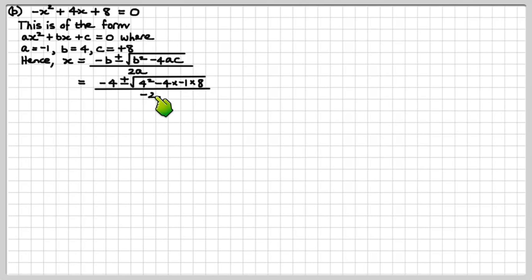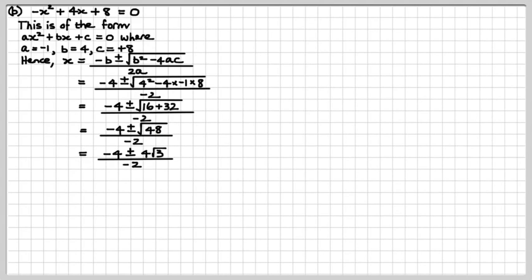So that's 2a. Alright, so we'll simplify what's under here first. What's that going to come to? 16 plus 32, I think. Yeah, plus 32. So 16 and 32 is 48, isn't it? Oh, yes, it is. Now, 48, what's that on a good day? It's 16 times 3, isn't it? So it'll be 4 root 3 when you simplify that.